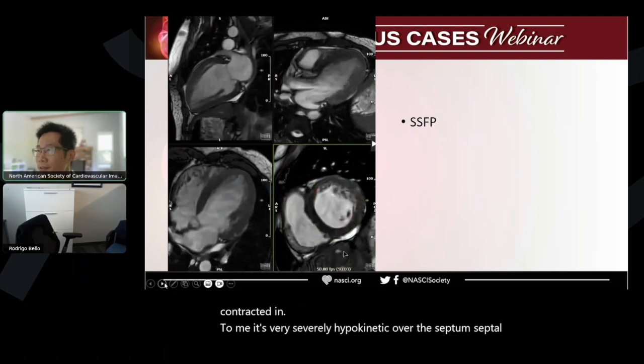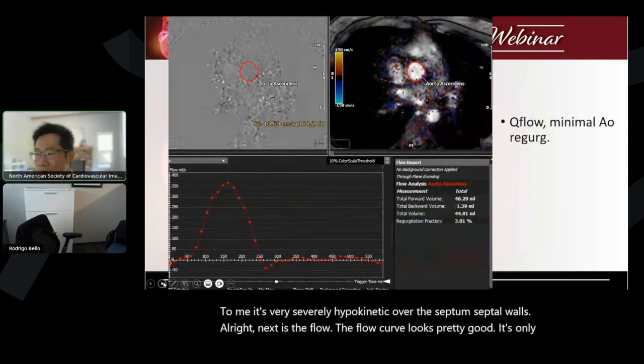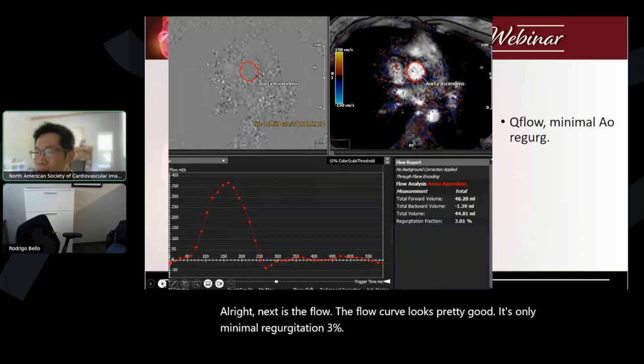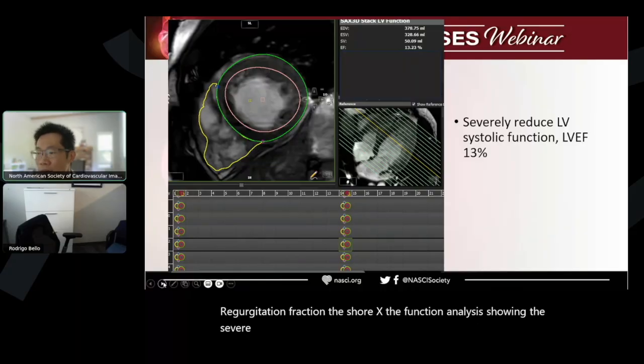All right, next is the flow. The flow curve looks pretty good. There's only minimal regurgitation, a 3% regurgitation fraction. The short axis function analysis shows a severely reduced LVEF. LVEF is 13%, which corresponds to what we're seeing on the cine.